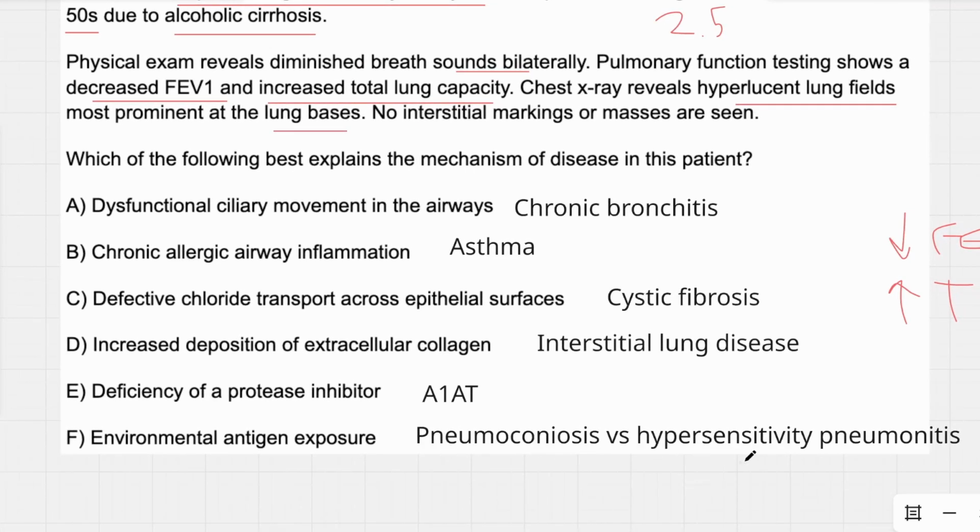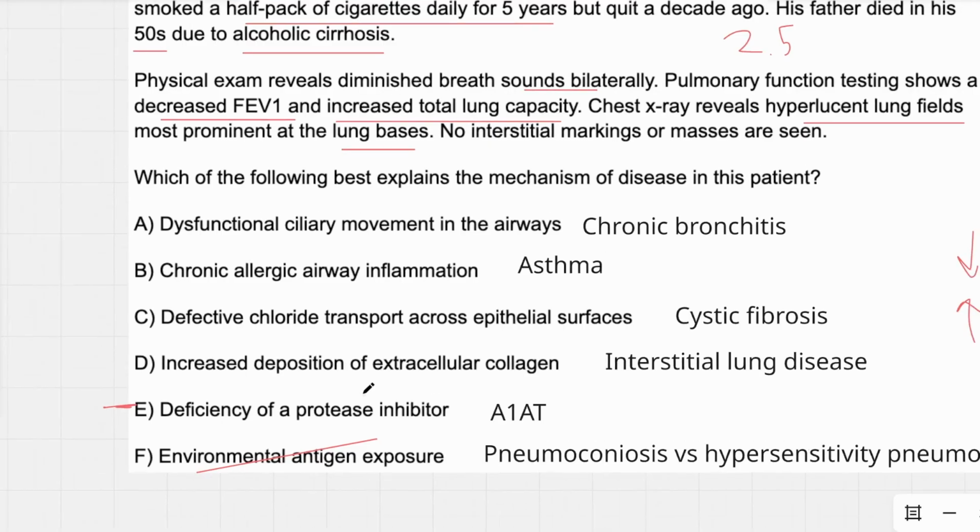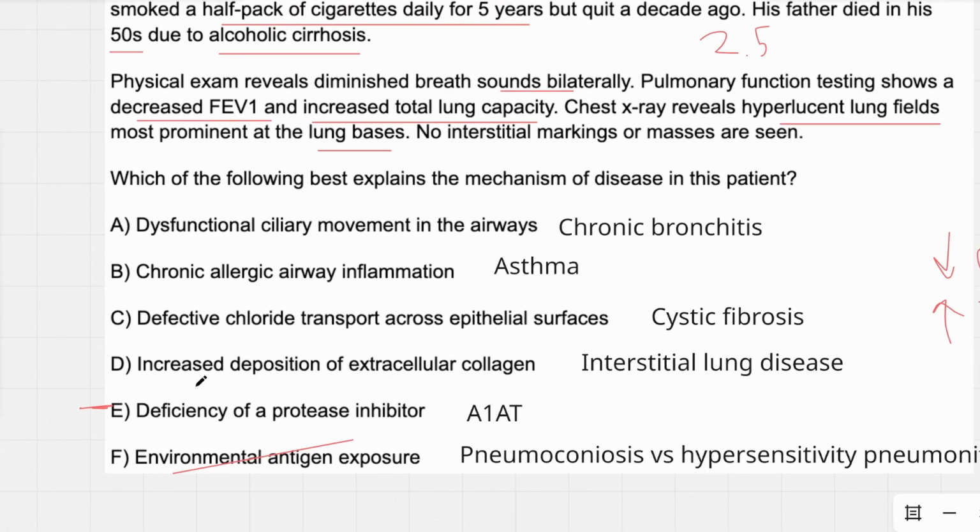So pneumoconiosis and hypersensitivity pneumonitis, these hypersensitivity reactions result in damage to the interstitial space. Interstitial space damage and scarring, fibrosis, that's all a form of interstitial lung disease, which is restrictive. A1AT deficiency, essentially a form of COPD, especially in young people. So this one should be high on our list right now, but definitely obstructive. Interstitial lung disease, again, this is, as it says here, deposition of extracellular collagen. This is outside of the cells. It's going to be restrictive.